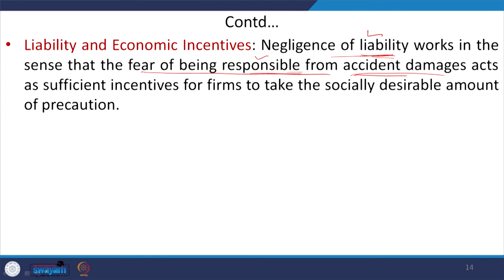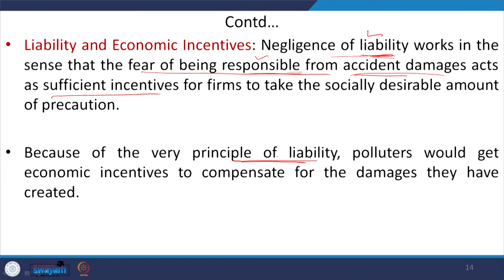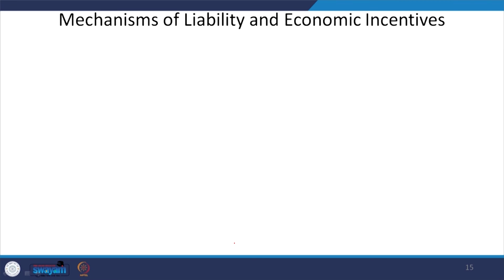this very idea of liability, that if some accident happens then you need to compensate for that, is actually acting as a sufficient incentive to take the right kind of precautions, so that the society would not face any kind of damages, or you can say the socially desirable amount of precaution can be taken. And because of this very idea of liability, the polluters now get economic incentives to compensate for the damages they have generated, right.